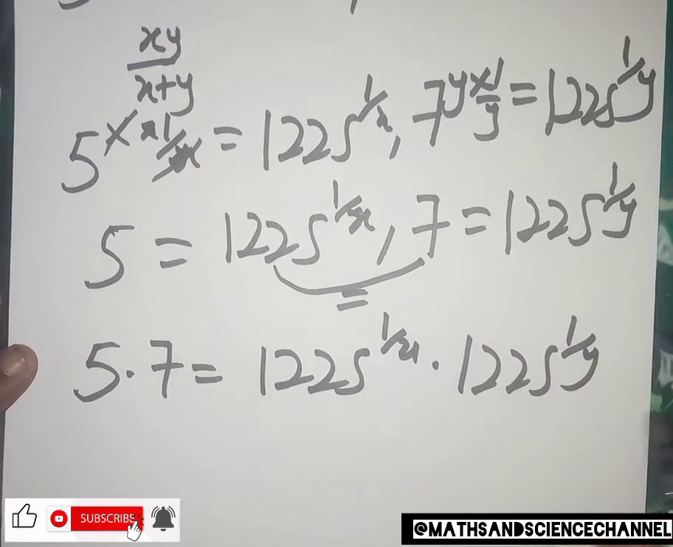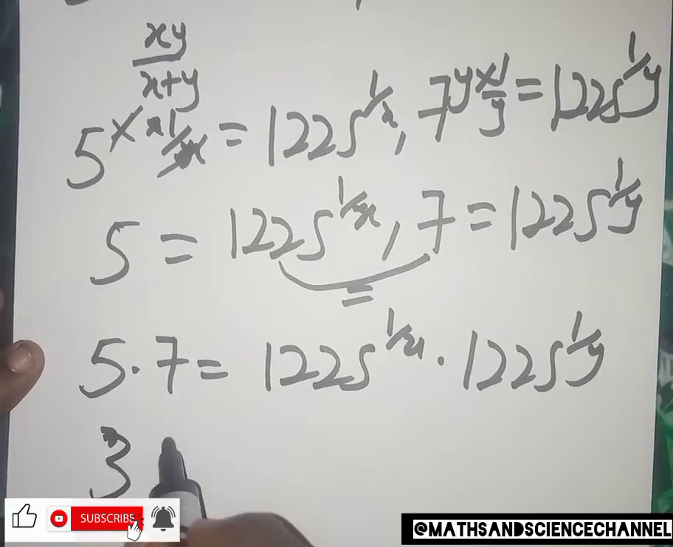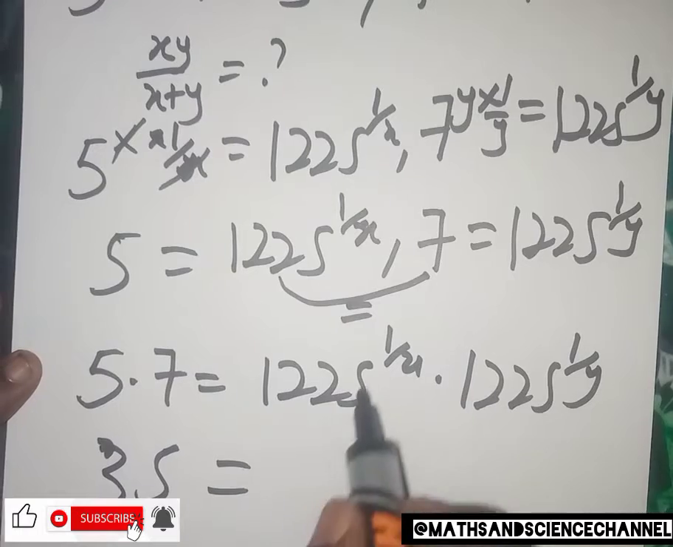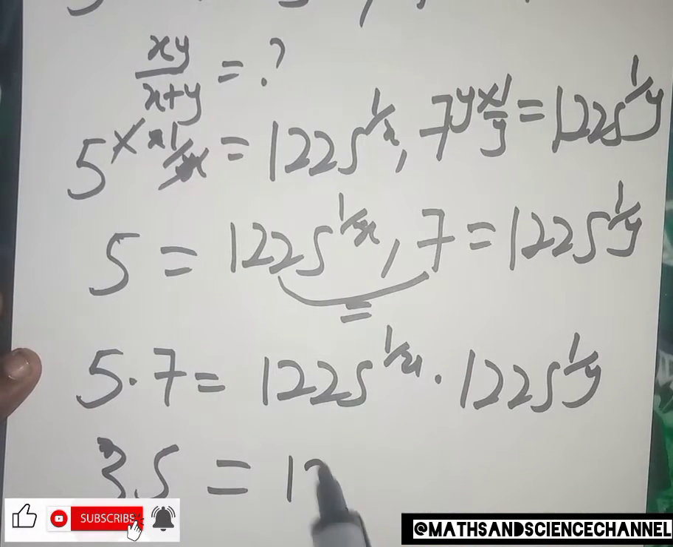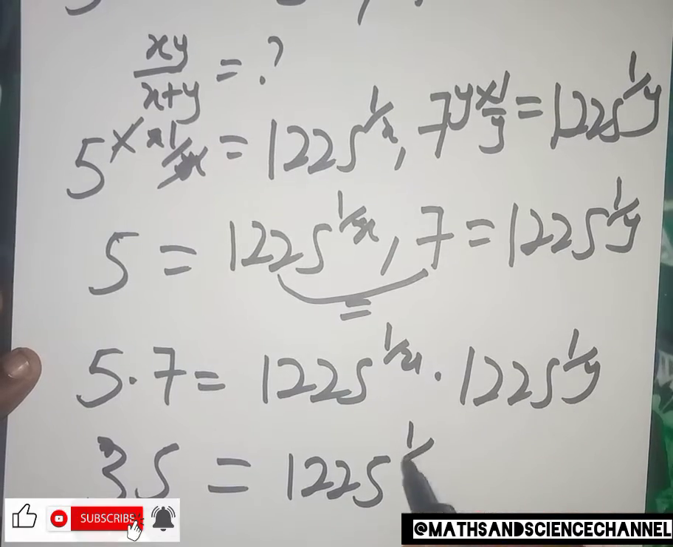Now why am I doing this? You realize that at the end of it all, we are just going to get something which is actually similar to what we are looking for, right? Now we have this to be the common base 1225. So since they are multiplying, we add the exponents.